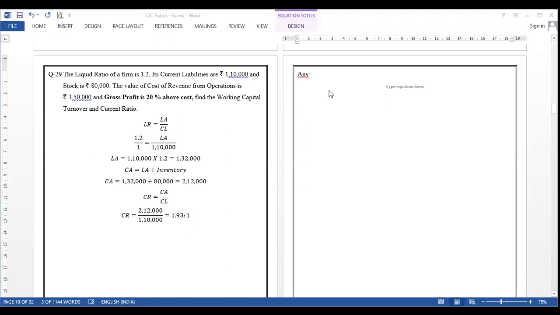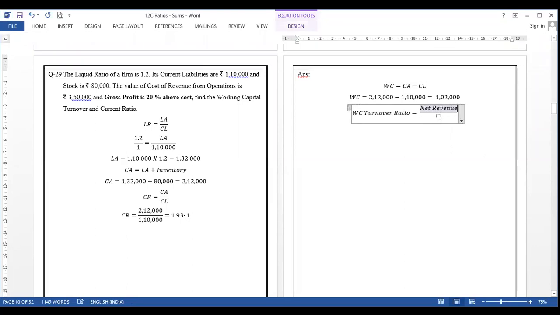Sir, working capital could be found out by subtracting current liability from current asset. Let us place the values then. So working capital is equal to current asset 212 minus 110. What is the difference? 1,02,000. So 1,02,000 is working capital with us. What is the formula for working capital turnover ratio? It would be net revenue from operations divided by working capital.